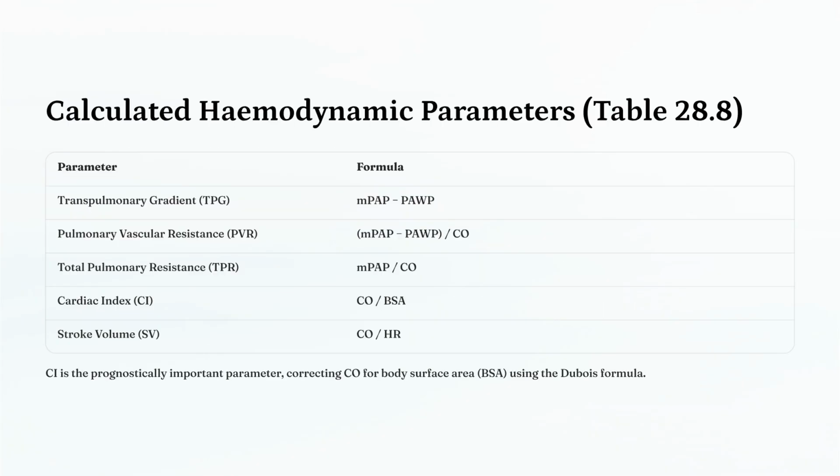This table lists essential hemodynamic parameters derived from your measurements. Key calculations include the transpulmonary gradient and pulmonary vascular resistance. Notably, cardiac index is a critical prognostic factor, corrected for body surface area using the Dubois formula.